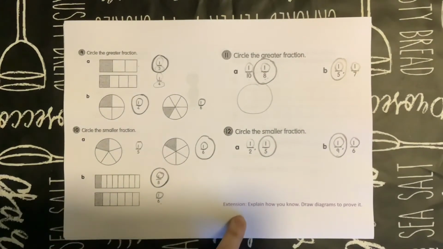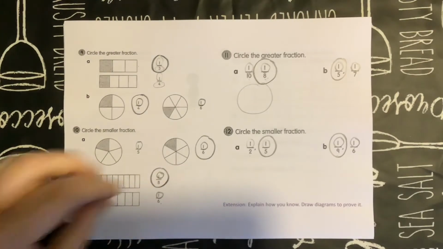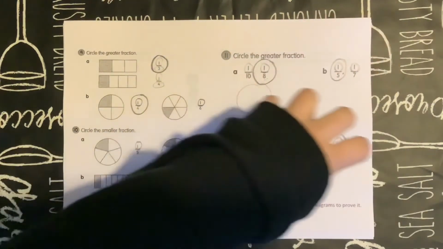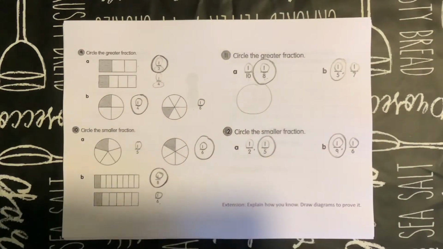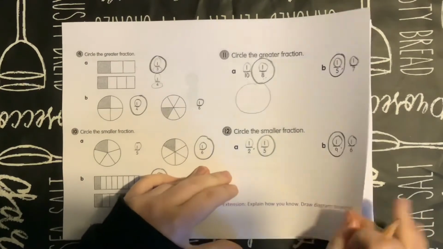Now, an extension, if you're getting through the tasks quite quickly and you need a little bit more work, then I'd like you to draw representations for each of these and have a go at explaining how you know that that fraction is smaller than that fraction. Practice your reasoning skills.